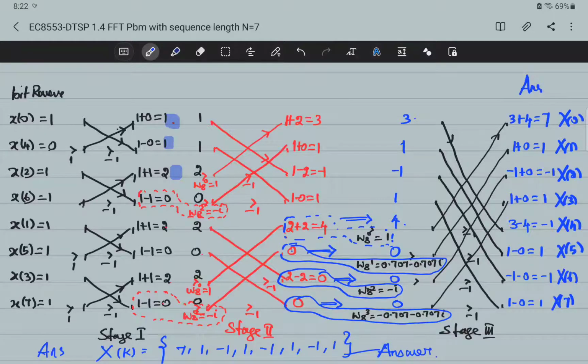So hope you understood this problem. Remember this, here luckily we got all the values as 0 with the twiddle multiplication. Otherwise you have to use complex multiplication using a calculator. You need a calculator, but for this problem there is no need of a calculator. You can directly solve without a calculator.